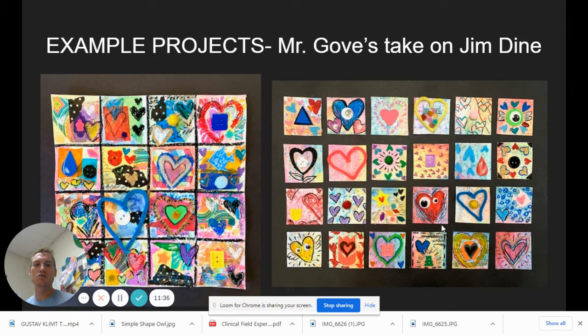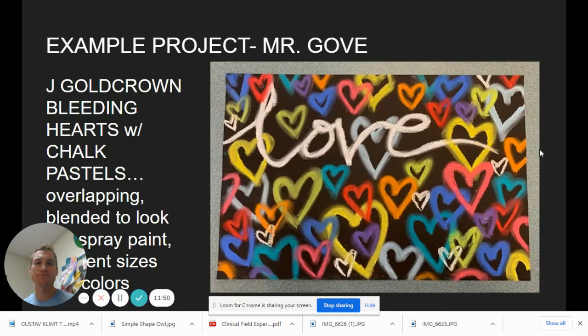And then here's student examples. Even got some googly eyes in there. We created this big mural where we all put together an image. So Gateway has heart. Oakview has heart. We soar together. Here's an example of J. Goldcrown where I kind of did the word love in cursive and then did the hearts. Those bleeding hearts I just blend with a finger there.